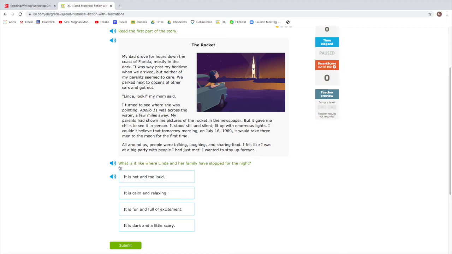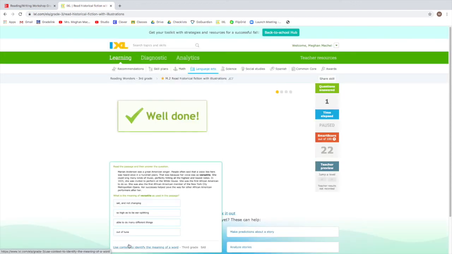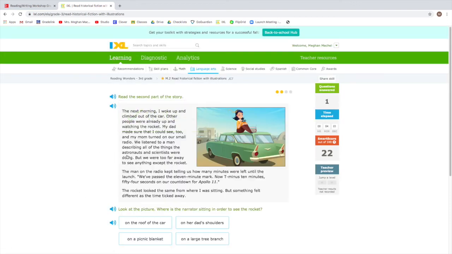So what was it like there? One, it was hot and loud. Two, it was calm and relaxing. Three, it's fun and full of excitement. Or four, it is dark and a little scary. What do you think? I see people talking, laughing, sharing food, big party. Hot and loud? No. Calm and relaxing? No. Ooh, fun and full of excitement. Yeah. Awesome. So this is continuing with that same story.